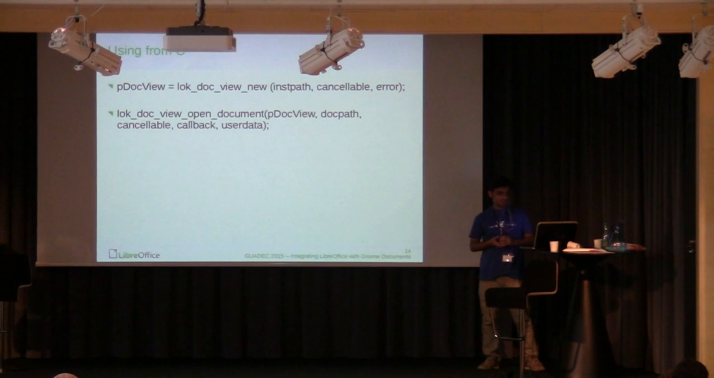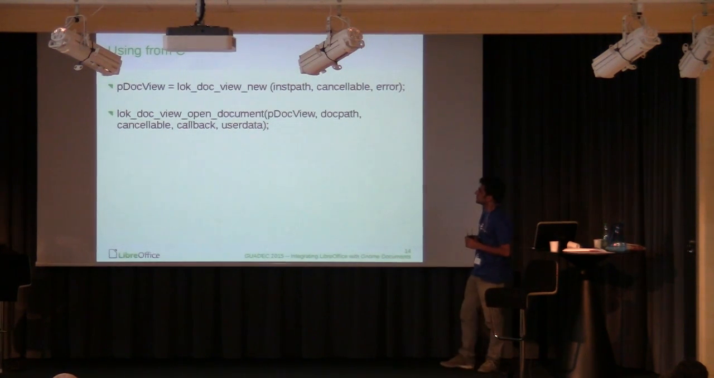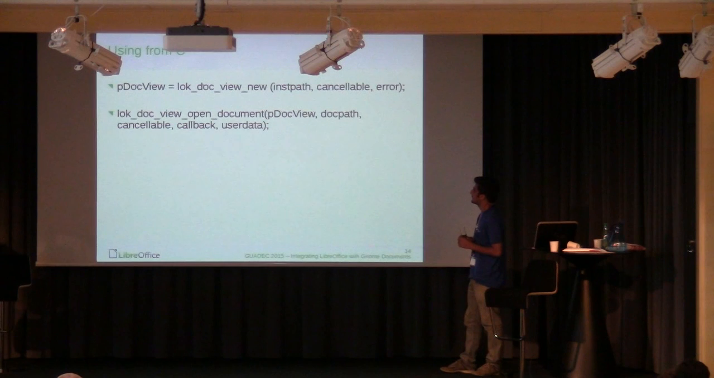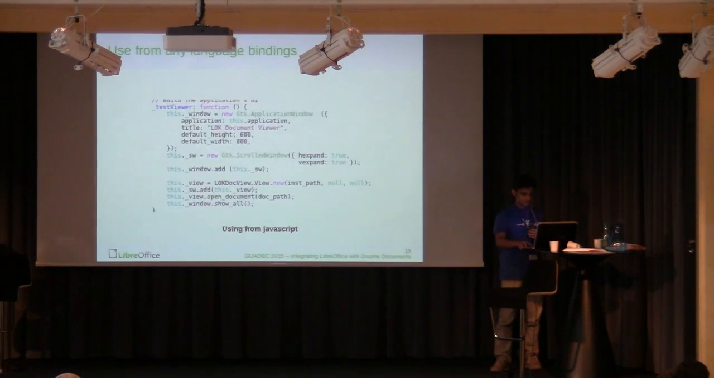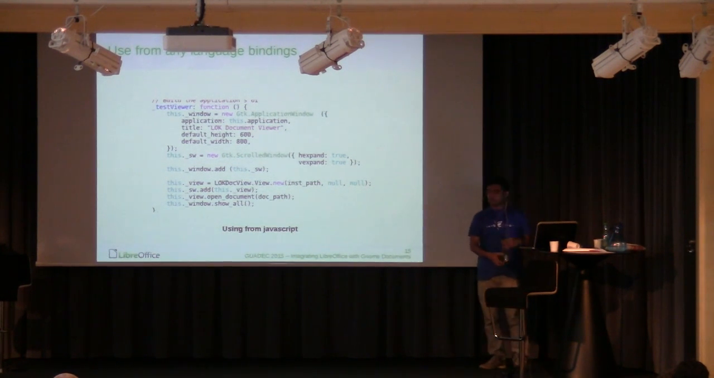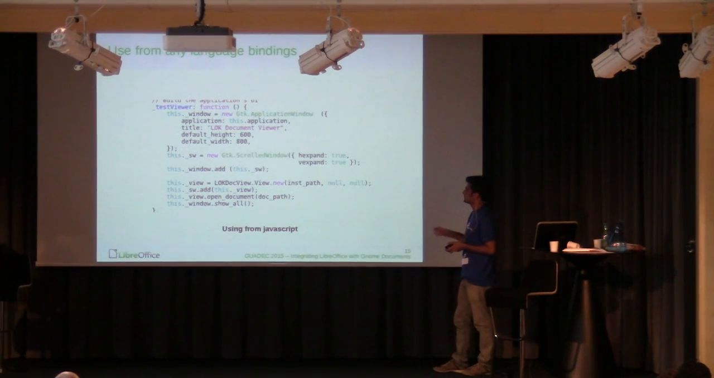If you want to use it from C, it's very simple. You can just directly do lok view new, so it will give you a new context. And if you want to open a document, then use that context and give a document path, and it will open a new document for you. For example, this is the application that I wrote in JavaScript to test the GObject introspection functionality. And it works. Yeah, it's quite simple to use also.